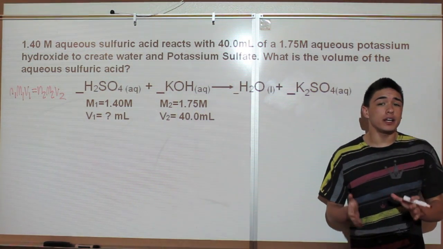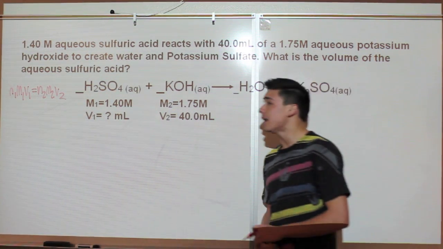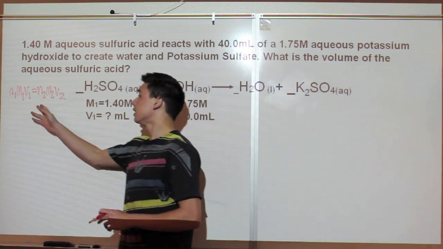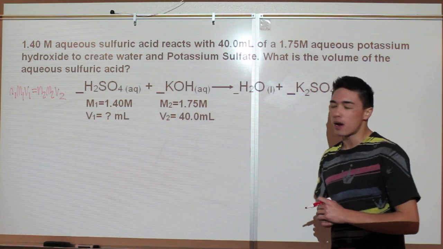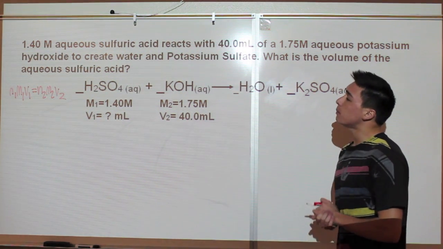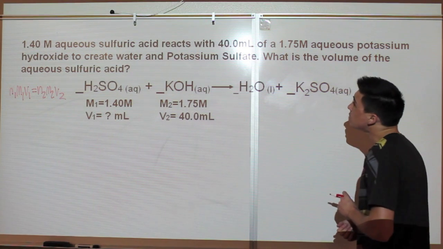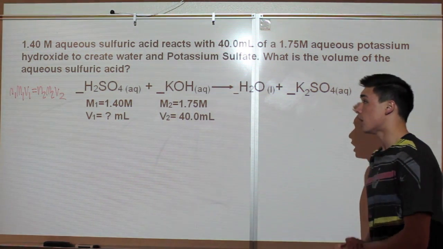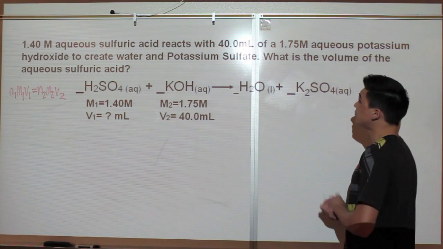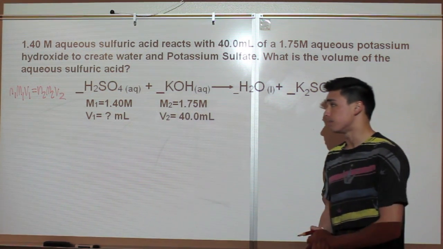So we're going to solve for molarity or volume in acid-base reactions using our new equation N1M1V1 equals N2M2V2. So let's look at the first problem. 1.40 molarity aqueous sulfuric acid reacts with 40.0 milliliters of a 1.75 molarity aqueous potassium hydroxide to create water, potassium sulfate. What is the volume of the aqueous sulfuric acid?